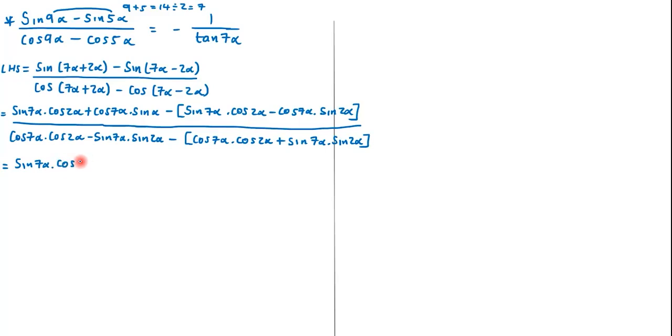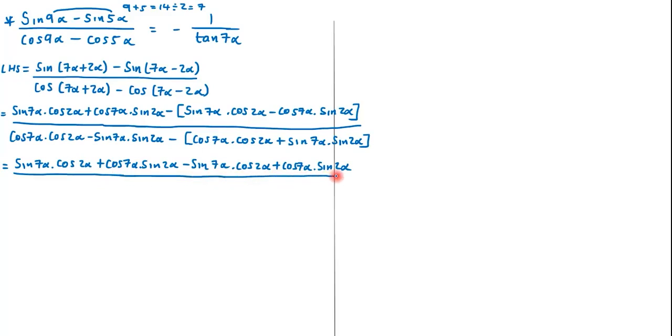So I have sine 7 alpha times cos 2 alpha plus cos 7 alpha times sine 2 alpha, made a mistake here, sine 2 alpha, and minus sine 7 alpha times cos 2 alpha plus cos 7 alpha times sine 2 alpha, all divided with cos 7 alpha times cos 2 alpha minus sine 7 alpha times sine 2 alpha minus cos 7 alpha times cos 2 alpha minus sine 7 alpha times sine 2 alpha.